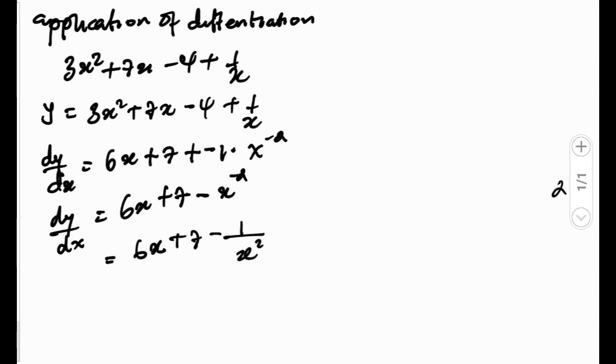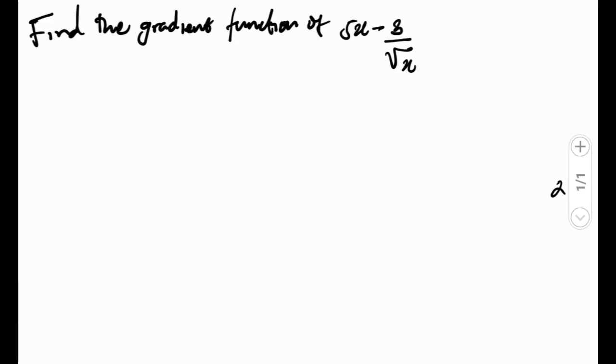Now suppose I'm having a problem of this. I've been told to find the gradient function of 5x minus 3 over root x.